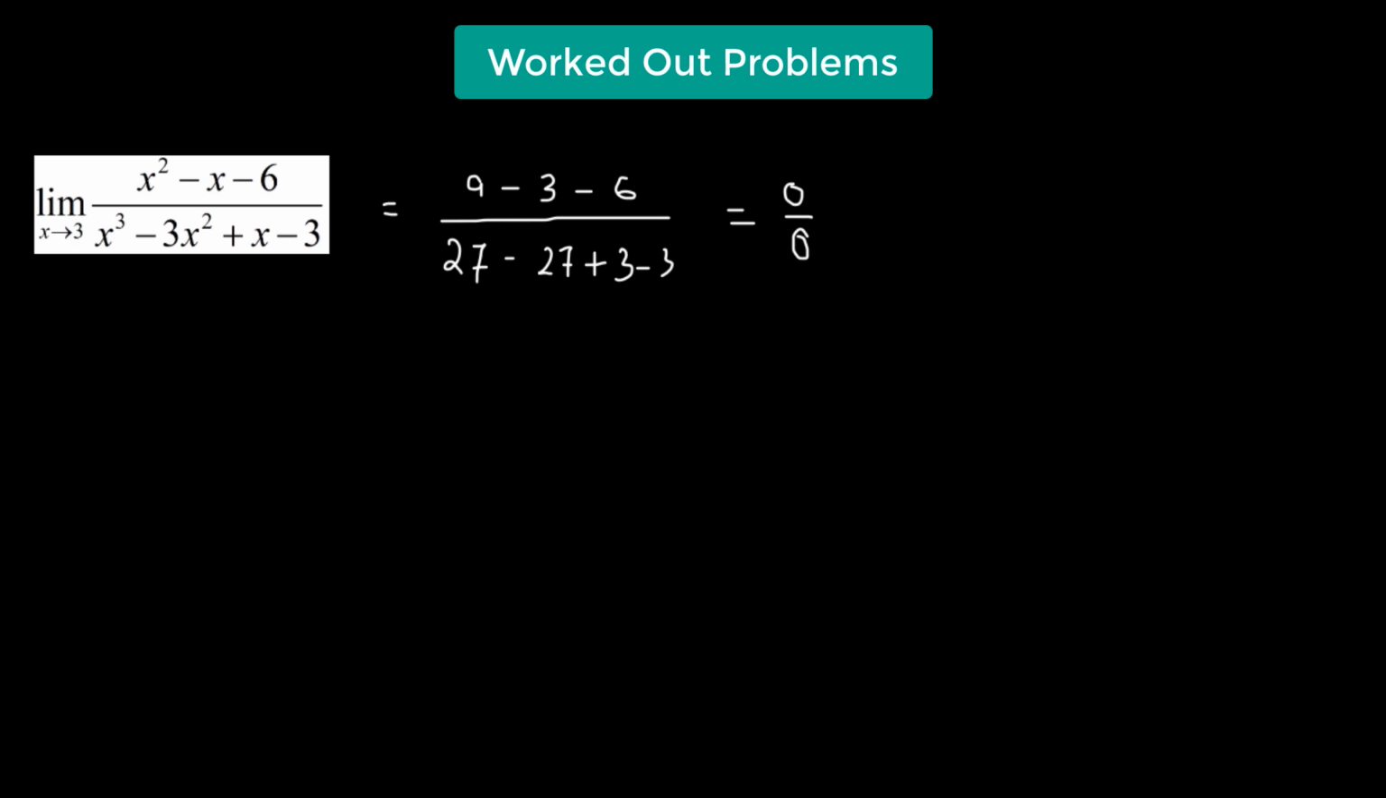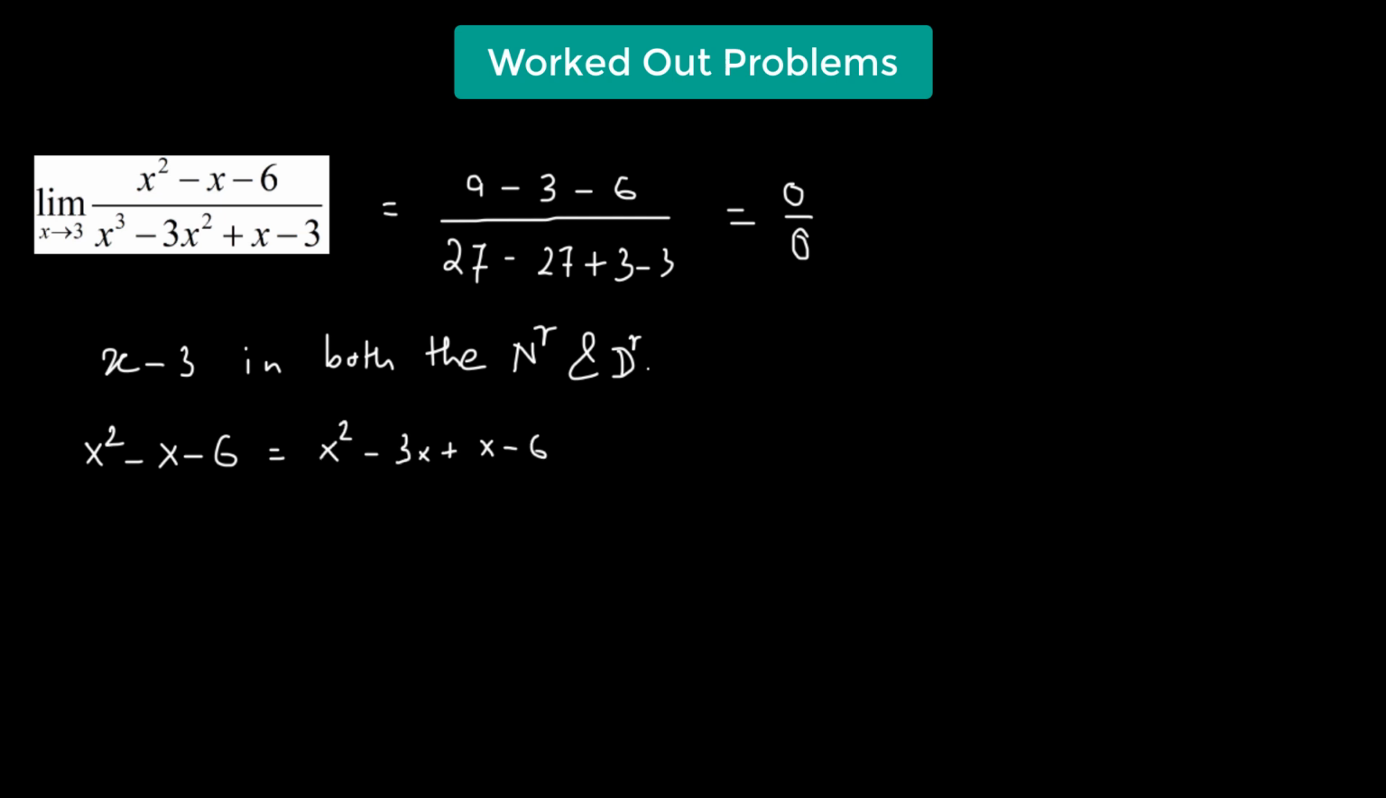So that means we need to have a common factor. So we have the common factor x minus 3 in both the numerator and the denominator, and we have to get rid of it. So to do that, let us start by factorizing the numerator. So we have x squared minus x minus 6. So we're going to factorize it by splitting the middle term. So we get the factors x minus 3 times x plus 2.